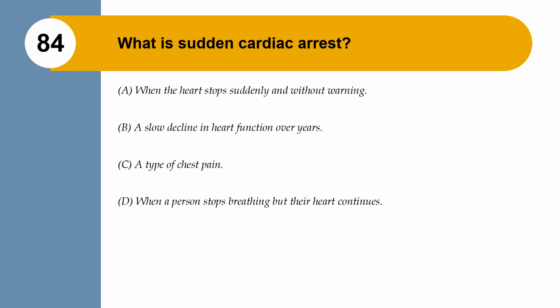Question 84. What is sudden cardiac arrest? Option A, when the heart stops suddenly and without warning. Option B, a slow decline in heart function over years. Option C, a type of chest pain. Option D, when a person stops breathing but their heart continues.